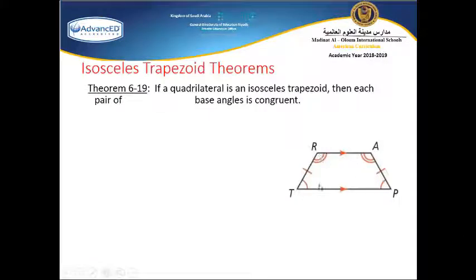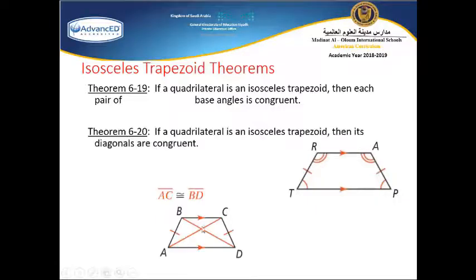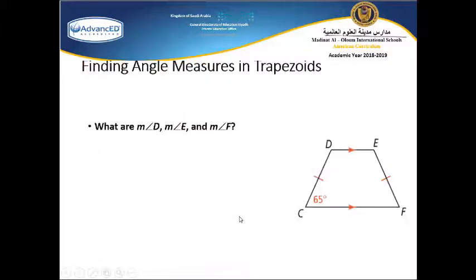If a quadrilateral is an isosceles trapezoid, then each pair of base angles are congruent. Then angle T is congruent to angle P, angle A is congruent to angle R, and the two diagonals of the isosceles trapezoid, both of them are congruent. The two diagonals BD and CA are congruent.